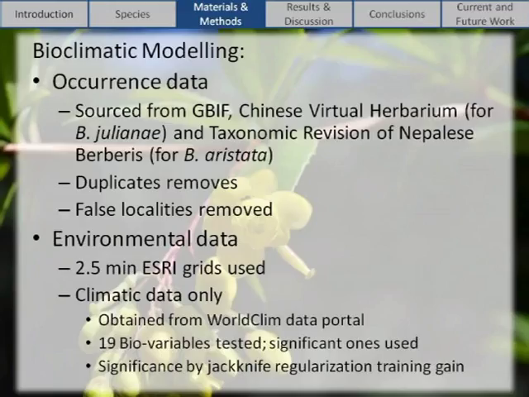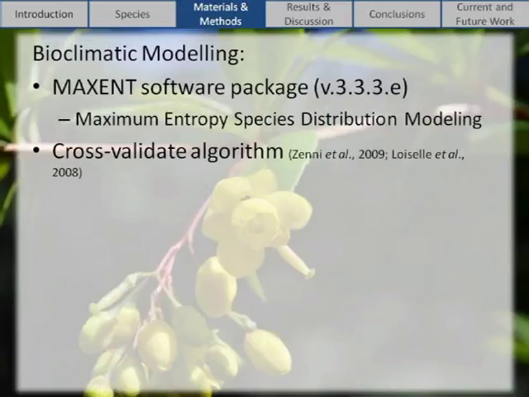Then I did bioclimatic modeling for both of them. Occurrence data I got from various sources. I removed false localities and duplicate records. And the environmental data consisted of 2.5-minute Esri grids, and I only used climatic data in the modeling, which I obtained from the WorldClim data portal, and I used 19 bioclimatic variables, and only the significant ones were used in the final models of the species. The modeling itself was conducted in Maxent, and I used a cross-validate algorithm, so I could make better use of a bit smaller data sets.